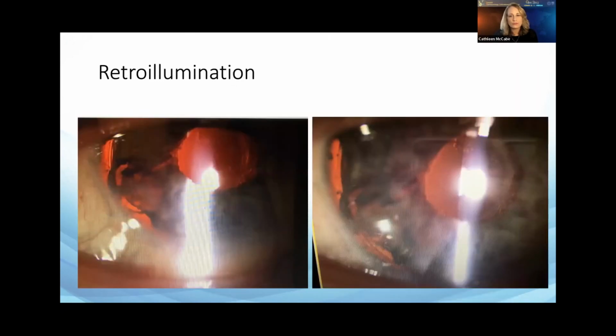And there it is on retroillumination. So you can see there's still that little gap. You can actually see his CTR through that gap as well.